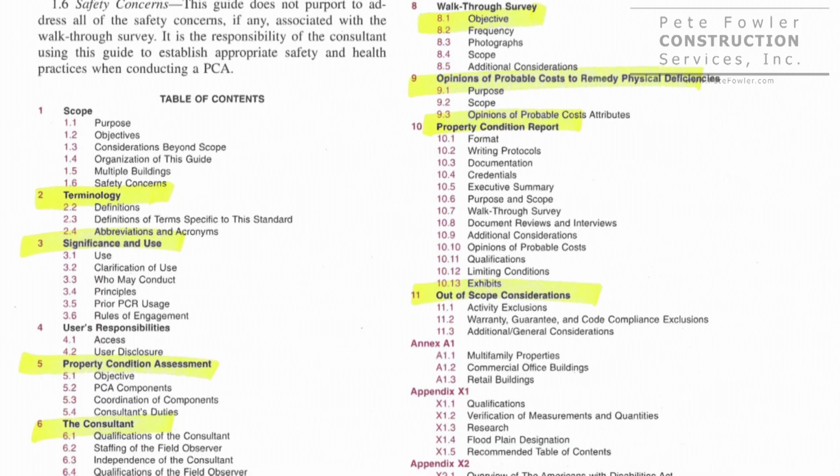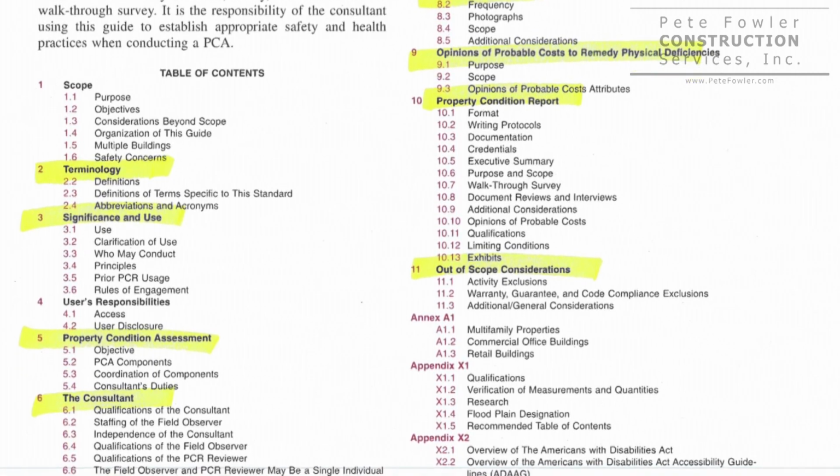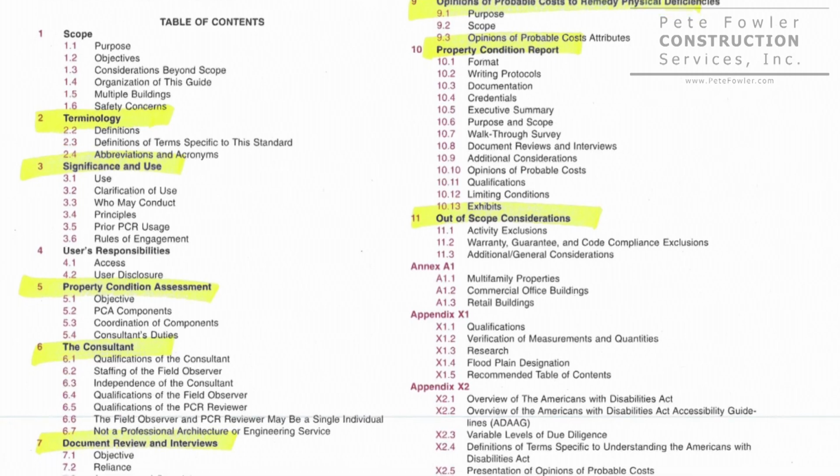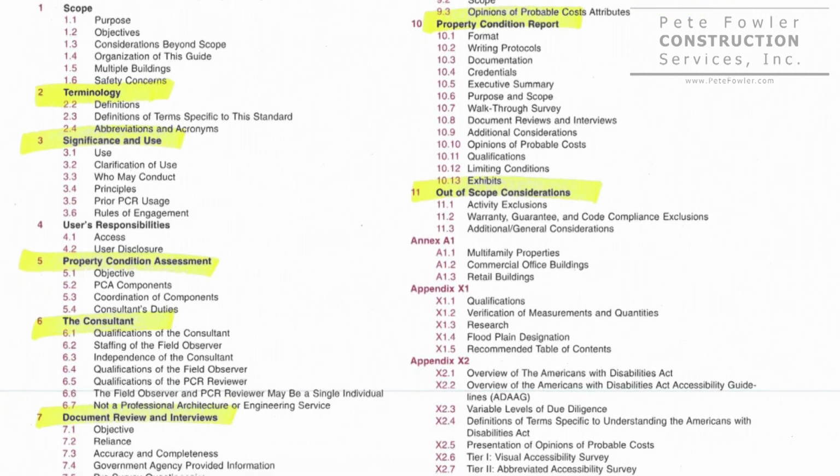So the ASTM E2018 outline includes terminology and significance of use, what is included in a condition assessment, and what the qualifications of a consultant are. It also includes things like opinions of probable costs, which not all consultants are qualified to deal with. We happen to be, of course.